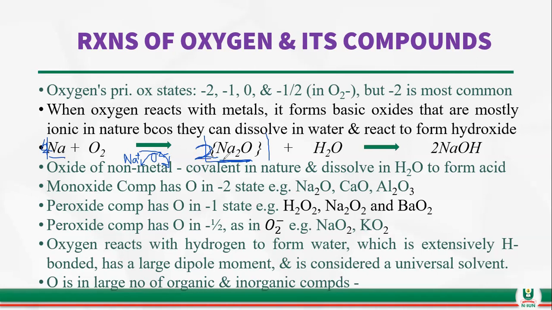This is a basic oxide because it can easily dissolve in water. Being an ionic compound, it dissolves in water. What did it form? It forms sodium hydroxide. So oxides of non-metals are covalent in nature. They share their electrons, they don't transfer.